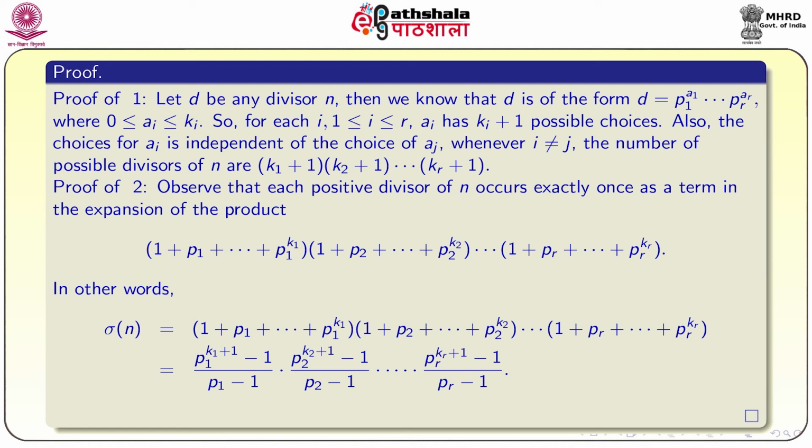Okay. If you multiply all these, for example, if I multiply 1 plus p1 plus p2 and so on, we will get all the divisors, the sum of all the divisors. So, sigma of n is exactly equal to this.